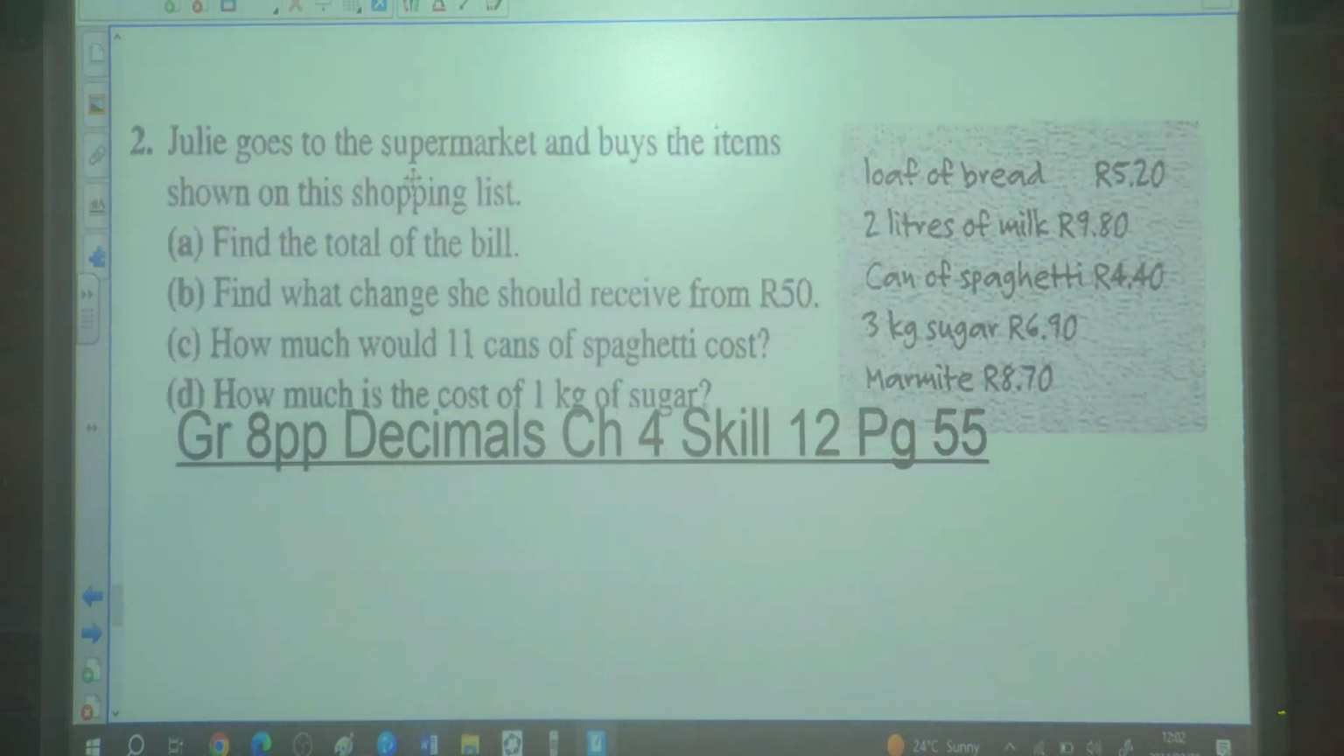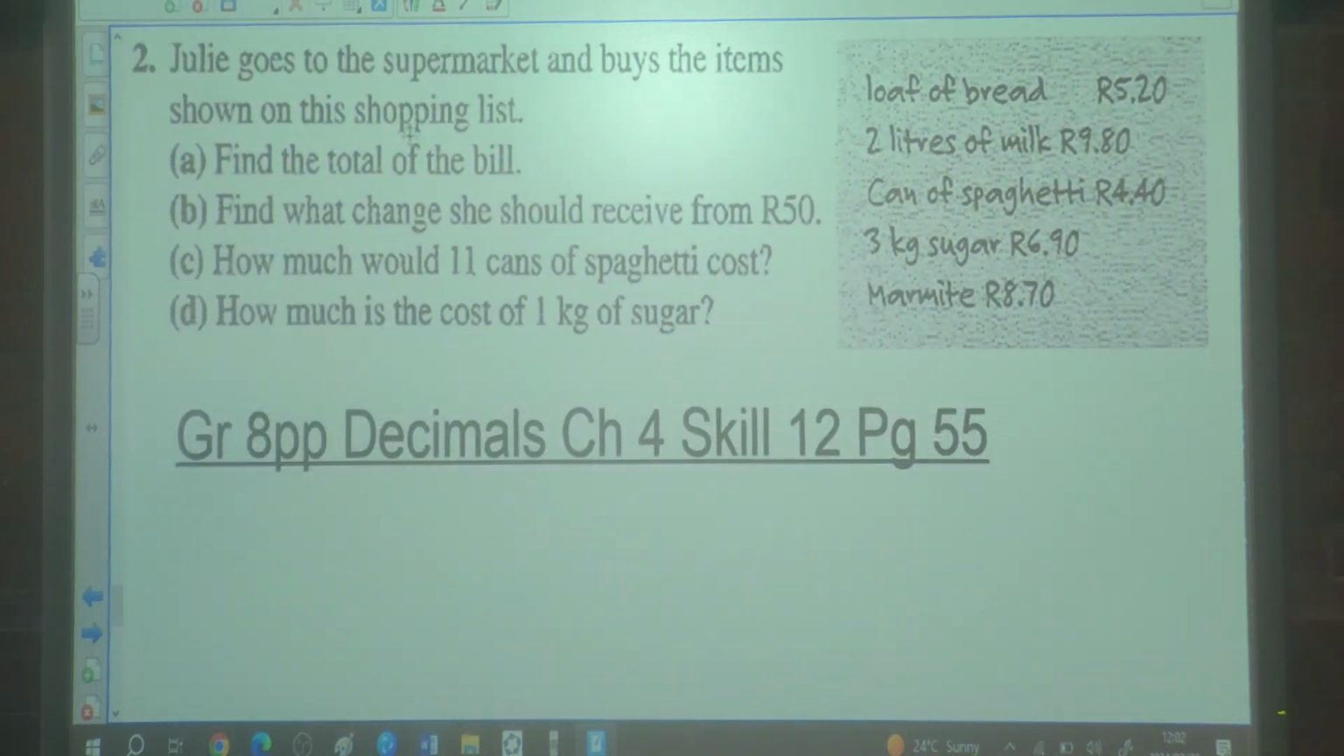The last one, we are told that Julie goes to the supermarket and buys items shown on the shopping list. On the shopping list, we have a loaf of bread, 5.20, 2 liters of milk, 9.80, a can of spaghetti, 4.40, 3 kilos of sugar, which is 6.90, and Marmite.